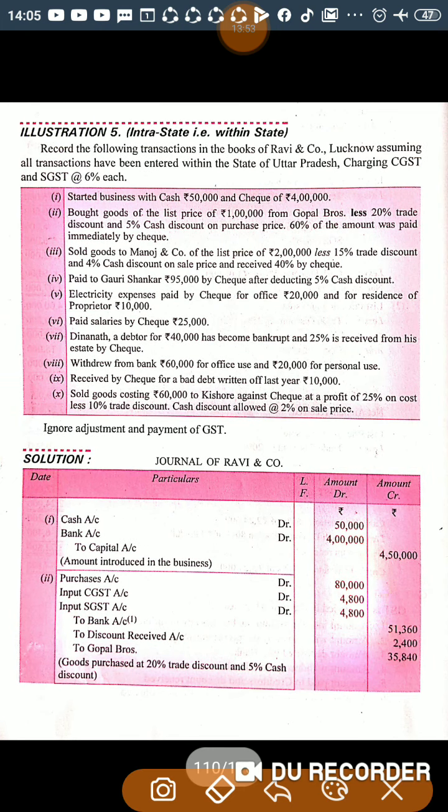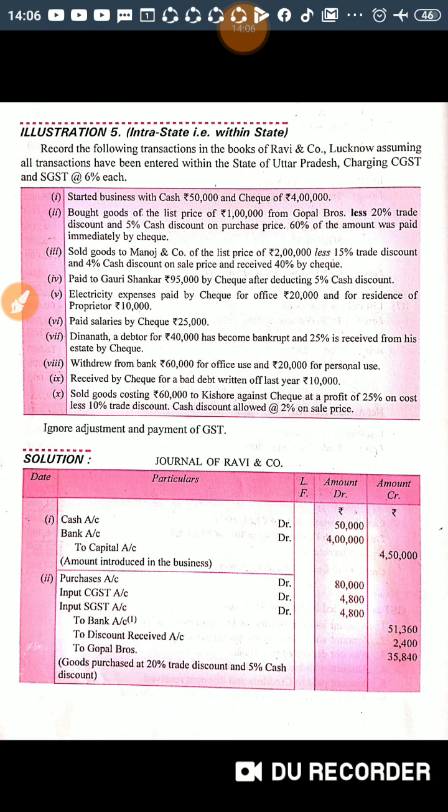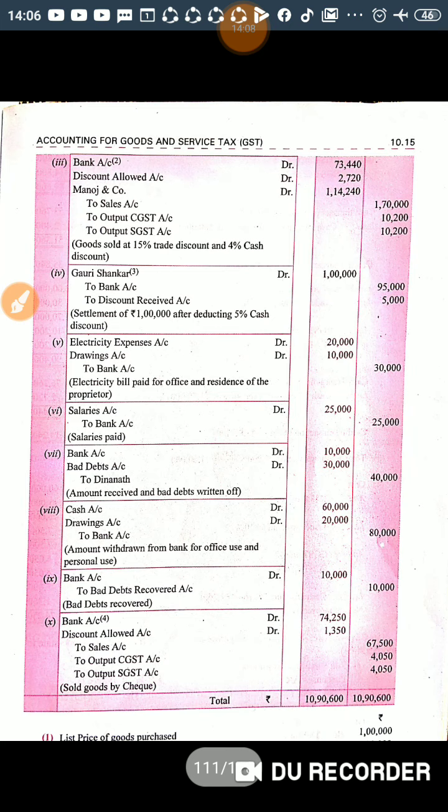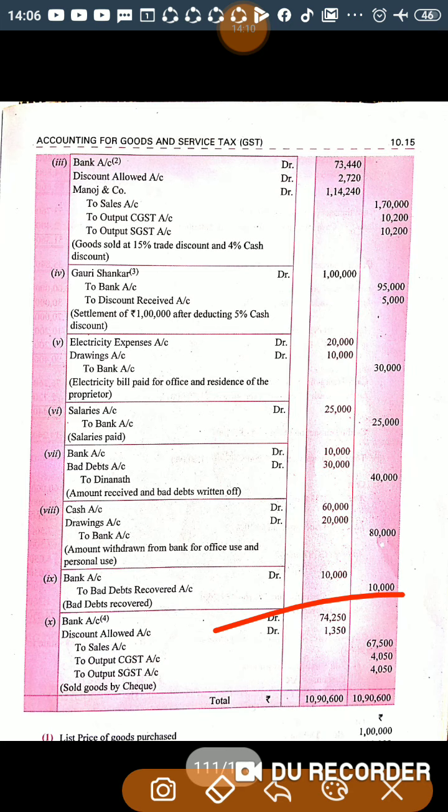Now the next transaction is the fourth one. Paid to Gauri Shankar 95,000 by check after deducting 5% cash discount. Right. So this is Gauri Shankar.